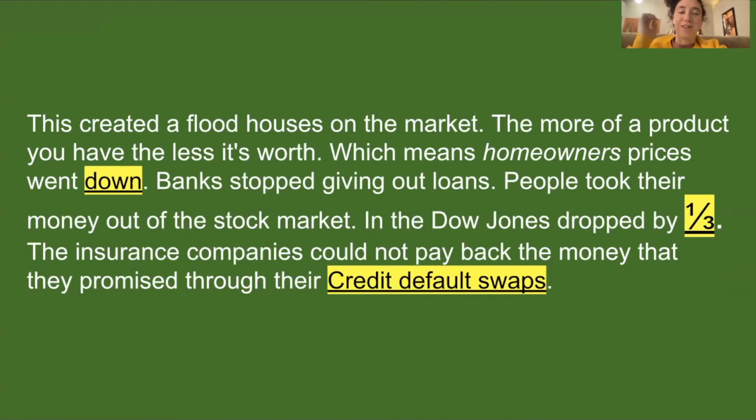Also at this point, banks are stopping giving out loans. People are taking their money out of the stock market because they can't afford their house. They sure can't afford investing in the stock market. And the Dow Jones, okay, is dropped by 1/3. So the stock market is not doing too hot because of this, because people are taking their money out of the stock market. The insurance companies are unable to pay back the money that they promised through their credit default swaps, through their insurance claims. So the investors of those mortgage packs are losing money as well. It's utter chaos.